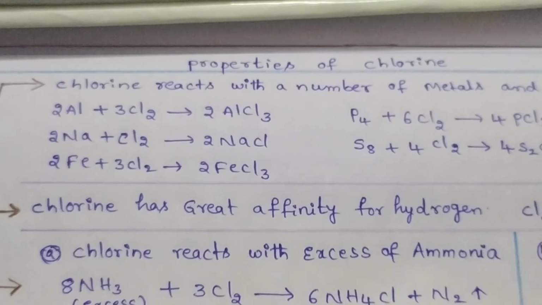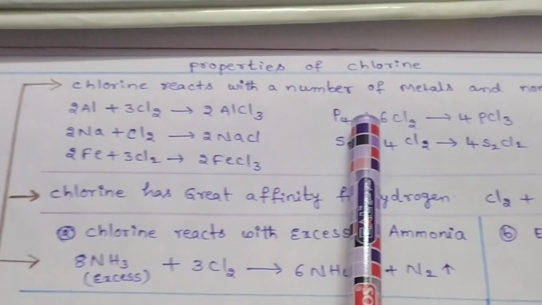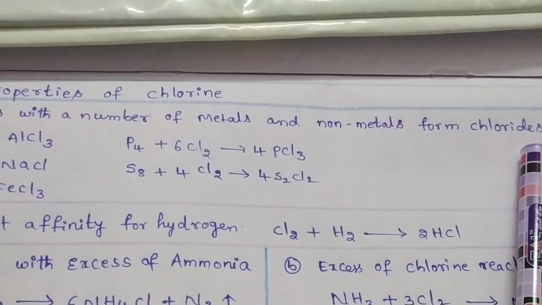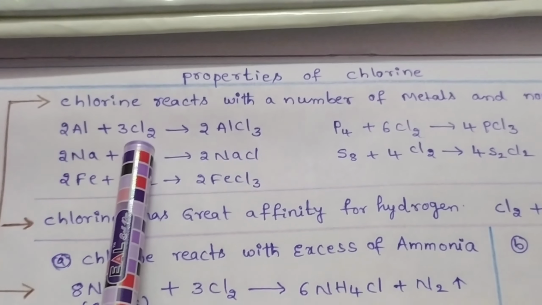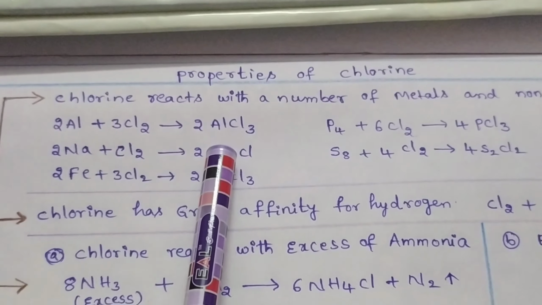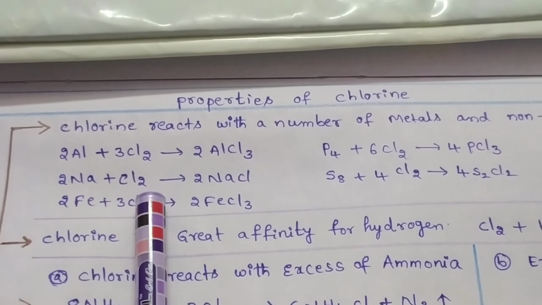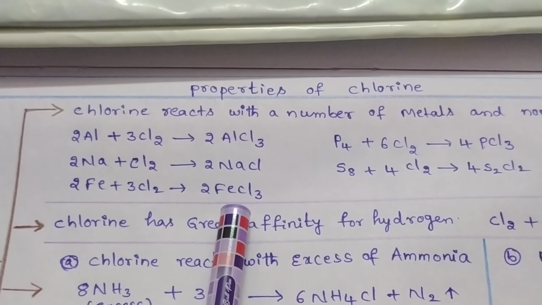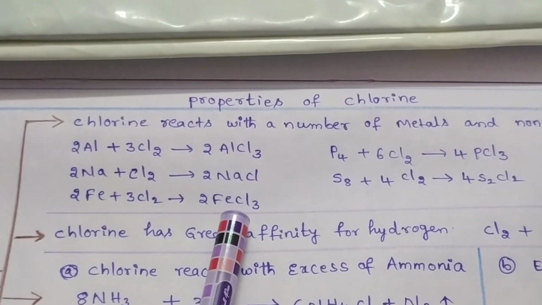Now we discuss the properties of chlorine. First, chlorine reacts with a number of metals and non-metals to form chlorides. Here we can take aluminium. Aluminium reacts with chlorine gas to form aluminium trichloride. Sodium reacts with chlorine to form sodium chloride. Iron reacts with chlorine to form ferric trichloride. These are the metal reactions with chlorine forming chlorides.